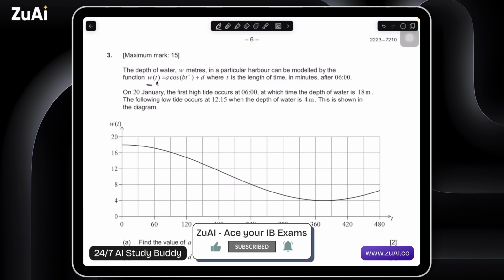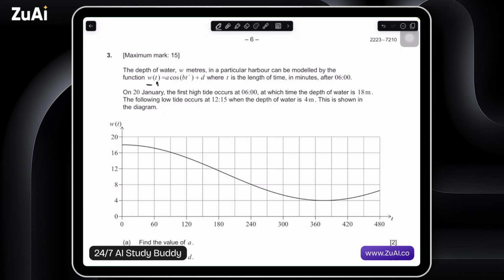So essentially, even when we're dealing with cosine or sine or trigonometric functions in general, we're still dealing with inputs and outputs in some kind of sense. That is to say, we input some value of t, and then we get some value of the depth of water at this instance. Continue on.